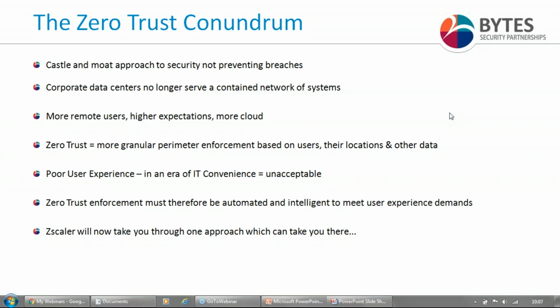competitive. Zero Trust, at the same time, offers businesses a way of getting a more granular and a better perimeter enforcement that takes into account diverse users, their locations and other data.